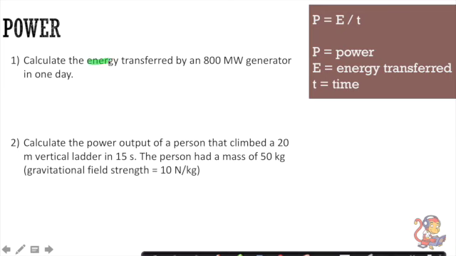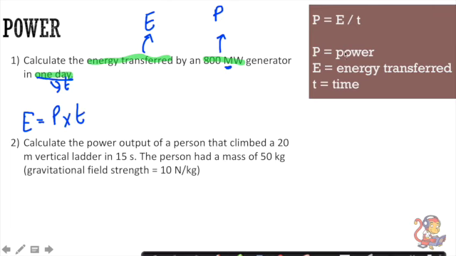So this time it's asking for the energy transferred by an 800 megawatt generator in 1 day. So it's asking for the E this time, and it's given us P, but it's in megawatts and not watts, and it's given us time, but that time is as 1 day. So we've got quite a bit to do here. First of all, we need to rearrange the equation. So we need to make this E equals P times T, because we've just times both sides by T.